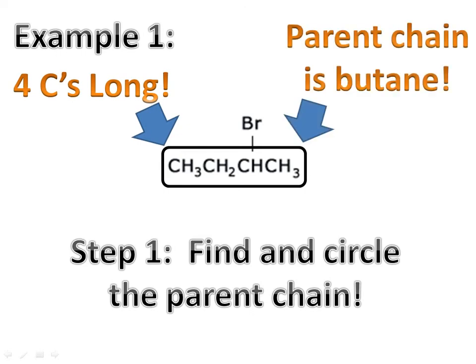Now the parent chain's name is butane. It's butane because but is the prefix for 4 and ane because it's an alkane. All of the molecules that we're going to name are going to end with the ending A-N-E.